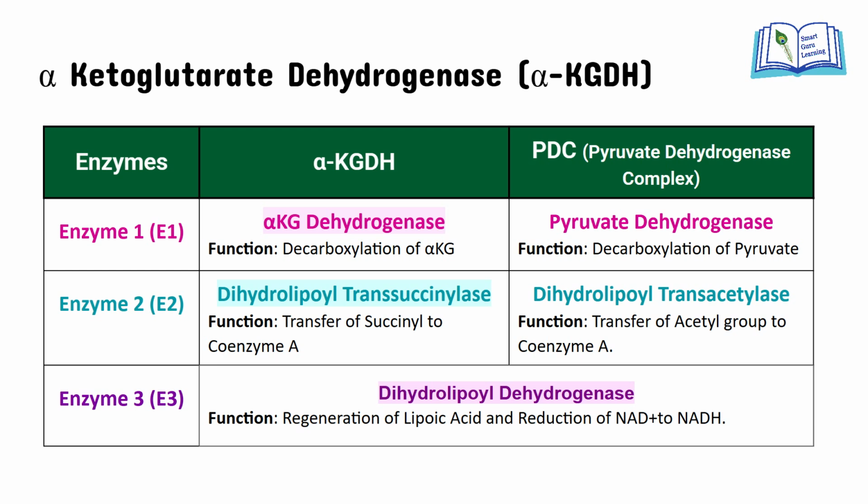Enzyme 2 is dihydrolipoyl transsuccinylase, which transfers the acyl group to coenzyme A. In the pyruvate dehydrogenase complex mechanism, enzyme 2 is dihydrolipoyl transacetylase, which transfers the acyl group to coenzyme A. Enzyme 3 is dihydrolipoyl dehydrogenase, which regenerates lipoic acid or lipoid from dihydrolipoic acid and reduces NAD+ to NADH. This enzyme is the same enzyme that is used in the pyruvate dehydrogenase complex mechanism.